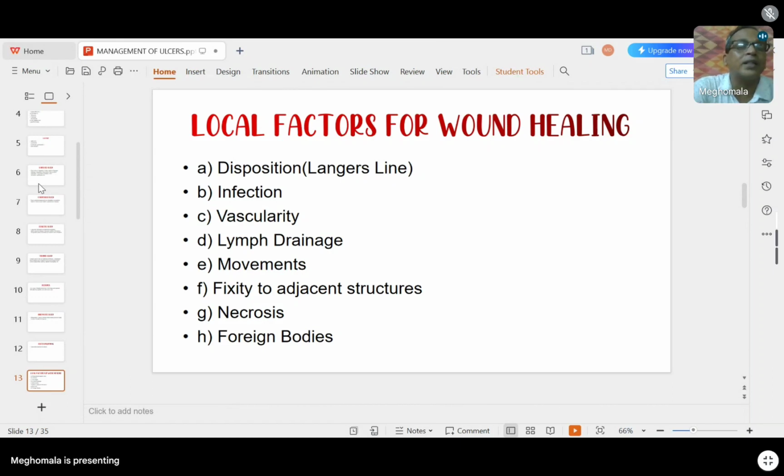Then lymph drainage. Lymph drainage is necessary. Lymph drainage means there is protein. If there is no protein, then there is no cell growth, and so on. So proper lymph drainage is needed. But in case of filarial lymphedema, elephantiasis, what happens? There is obstruction in the limbs. That's why there is formation of big ulcers due to lymph obstruction. As there is lymph obstruction, there is no proper nutrition to that area, and ultimately there is formation of ulcers. And movements: if you move again and again, then healing is delayed.